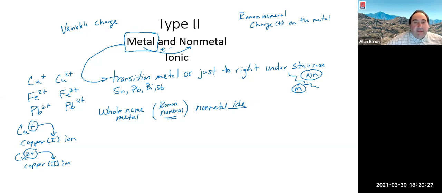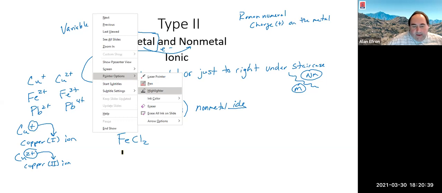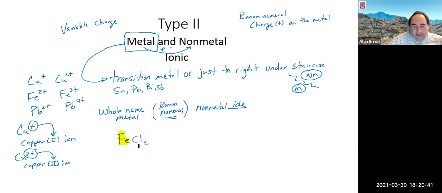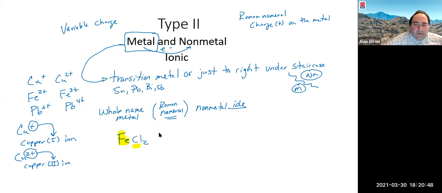So if we had something, for example, like FeCl2, we would analyze this kind of the same way as we did the previous one. We would look at it and go, I see iron, which is a metal. I see Cl, which is a non-metal. So I want to see where that metal is located. The metal is obviously, in this case, a transition metal.